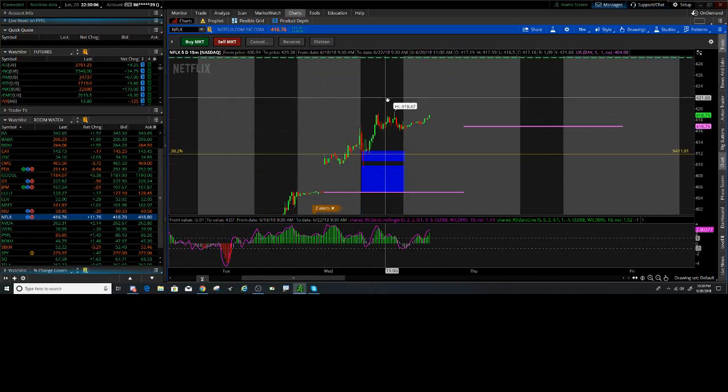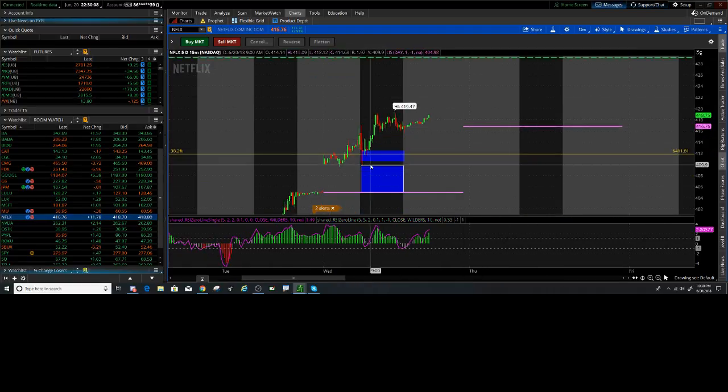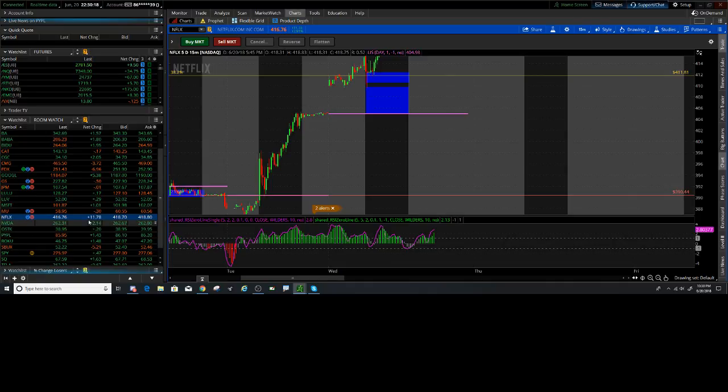429.08 is my next target there. If given the entry, today we gave the entry in the room first thing in the morning. You could see it came right into our box, pushed up from there. If you would have taken the entry from the box at 409, you got $10 out of that move.